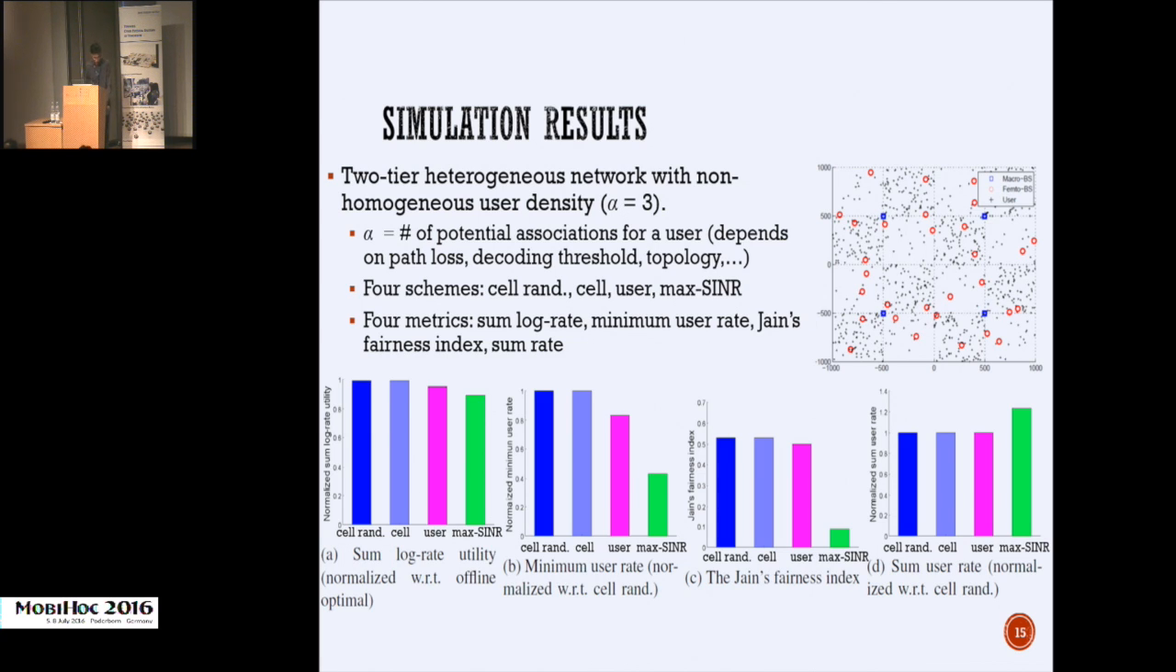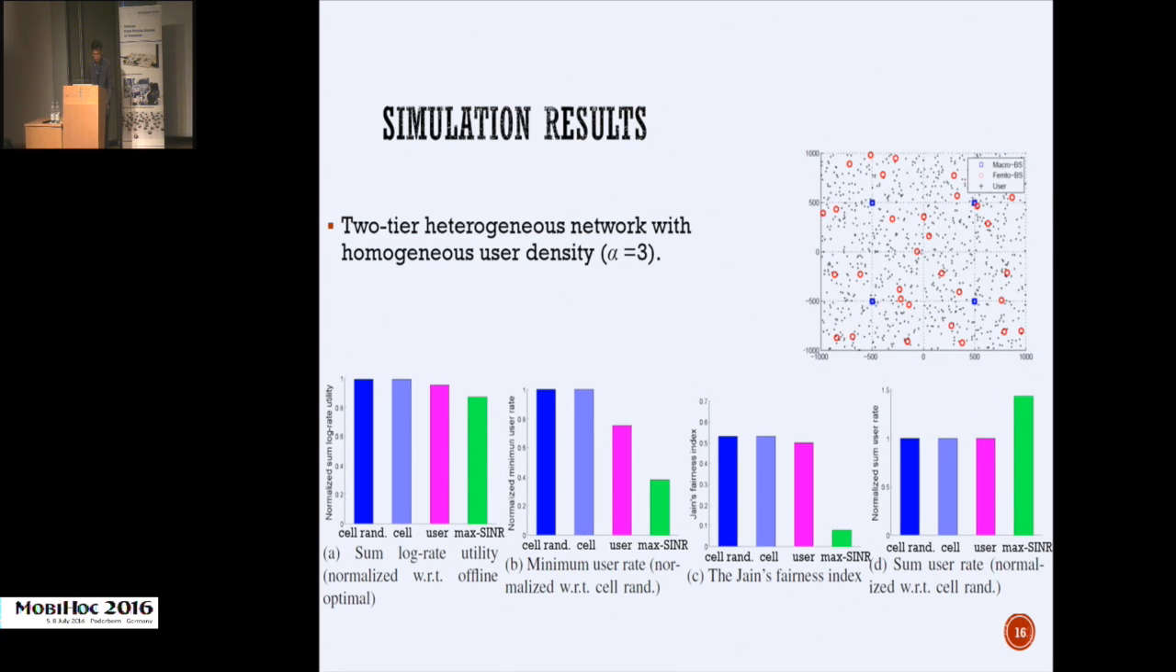We can see that the 4 metrics correspond to the cartoons A, B, C, and D, and the 4 bars are for the 4 algorithms: the cell randomized, the cell deterministic, the user, and the max SINR. We can see that both cell-centric algorithms perform better than the max SINR for the sum log rate utility, for the minimum user rate in figure B, and for the Jain's fairness index. But on the other hand, the max SINR can give a higher sum rate since it ignores the fairness among the users. We can see that in figure D, the max SINR gives a higher sum rate than the other 3 algorithms.